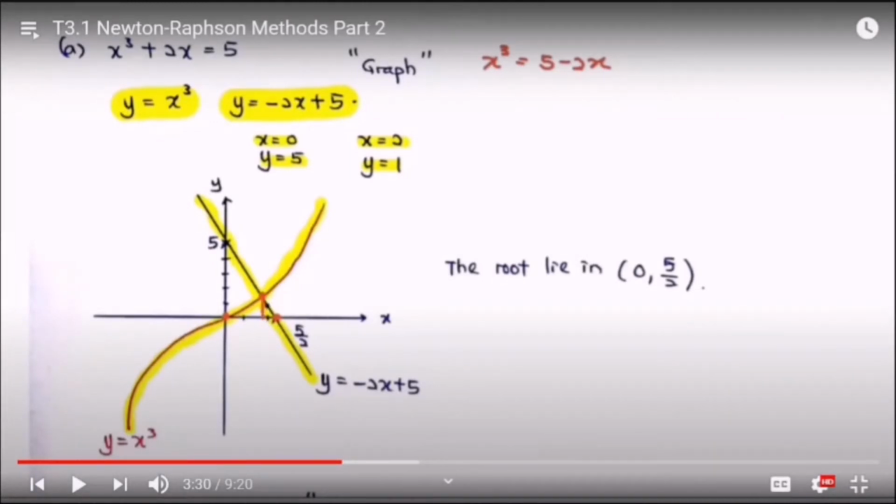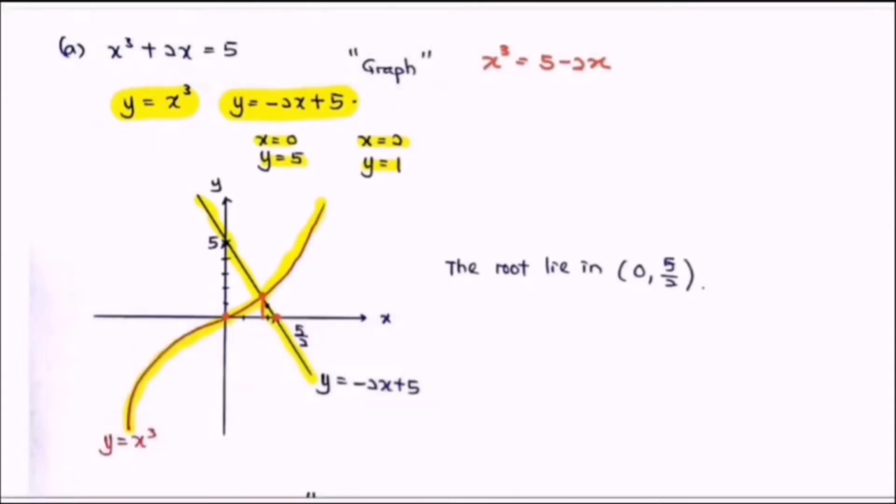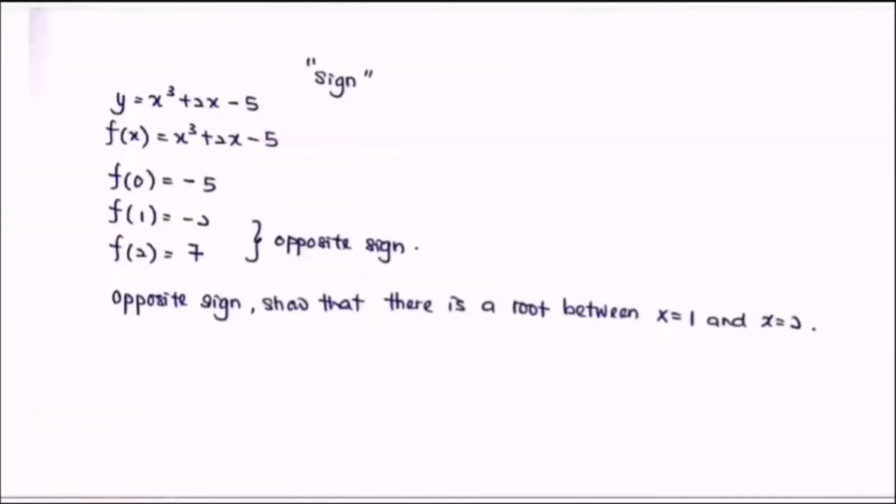Okay, so graphical method. Next, saya nak guna sign change. So kalau sign change, dia more on trial and error. I'm going to proceed with searching for the sign change, or we can say the algebraic method. So for the second method, which is searching for sign change.